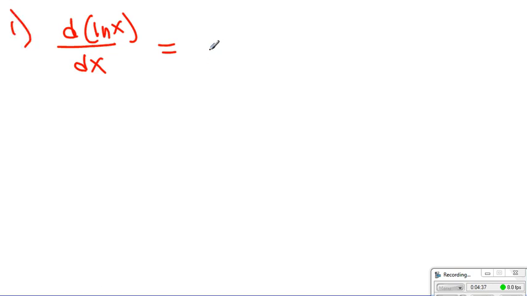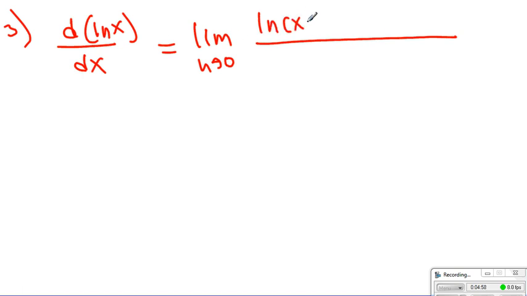How do you find the derivative of the function ln of x with respect to x? To do this, the only thing we can do is, maybe I should make this number 3 now, the limit as h approaches 0 of ln of (x plus h) minus ln of x, and then divided by h.